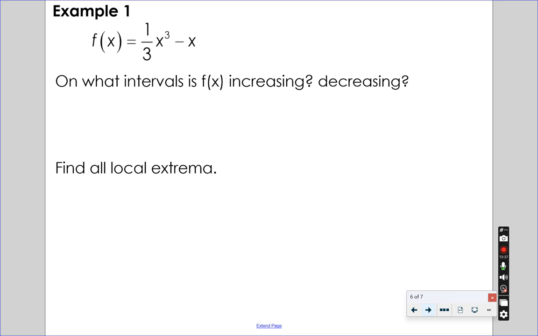All right, for increasing, decreasing, local extrema, I need the first derivative. So what is f prime of x?